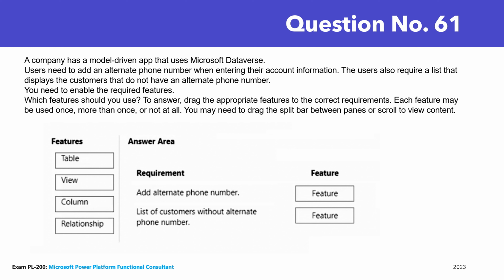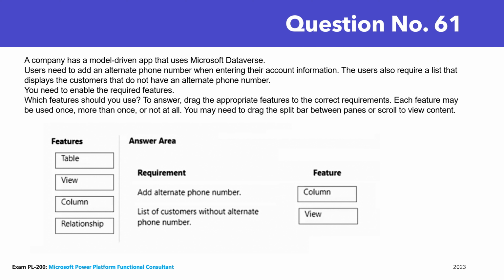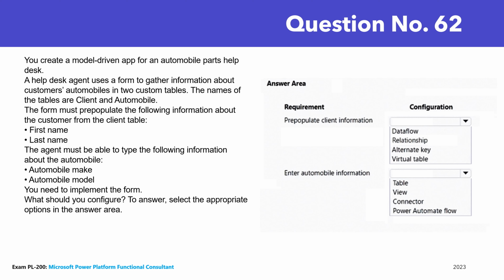You may need to drag the split bar between panes or scroll to view content. Requirement: add alternate phone number. Feature: column. List of customers without alternate phone number. Feature: view.